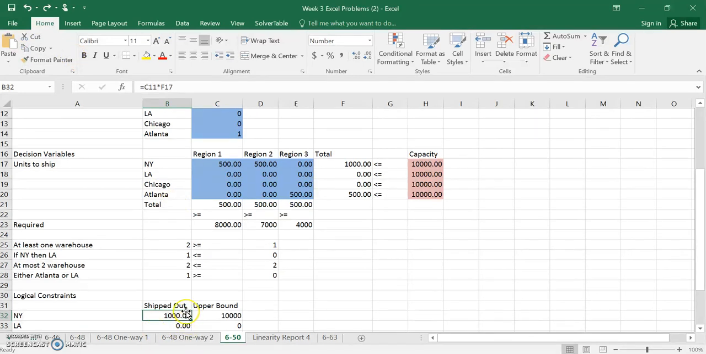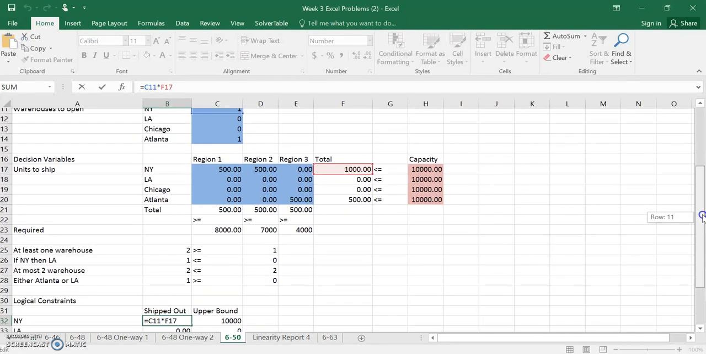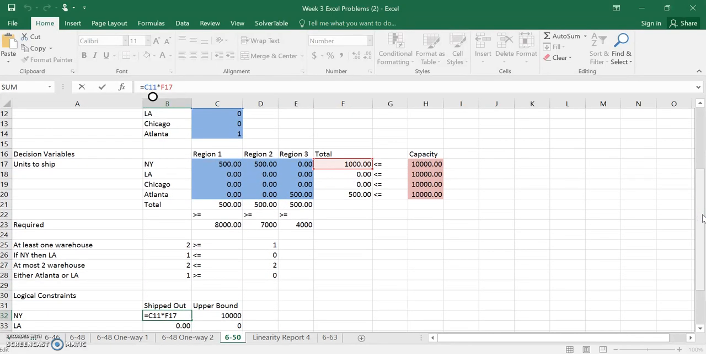Okay, this section right here, just at a glance, probably causes an issue with linearity. For shipped out, you don't want to refer back to the cell. So what she's referring to is C11 times F17. Yeah, so the binary constraint times the total. You don't want to do that for the part that's shipped out. I'm pretty sure that's causing an issue with linearity.